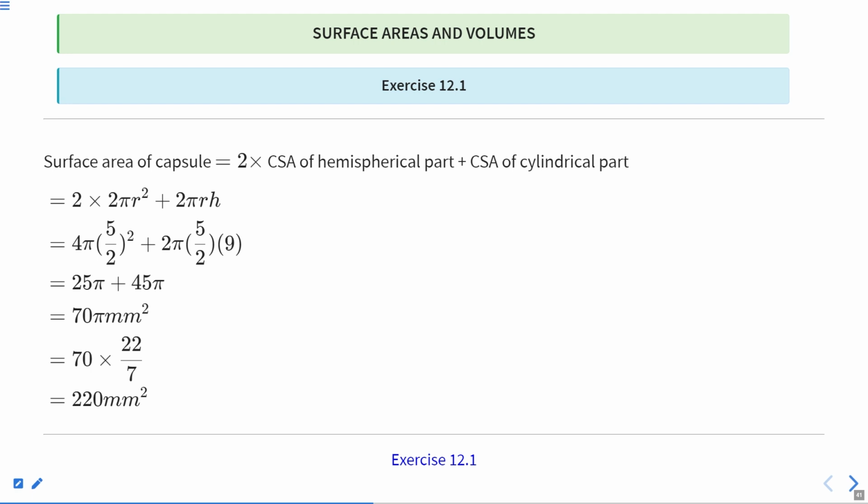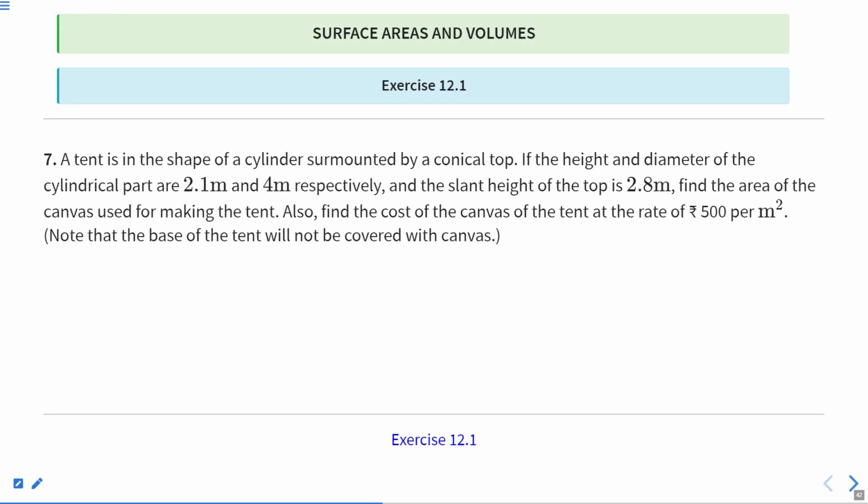So the surface area of the capsule is equal to 220 millimeter square. Here we were able to find the surface area of the capsule, which is 220 millimeter square. And now let us move to the next question.